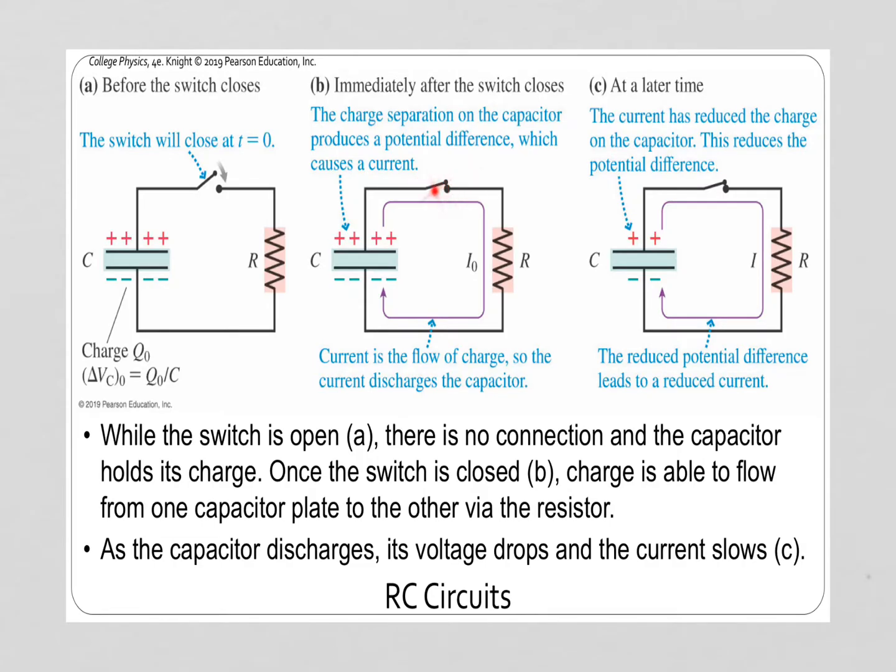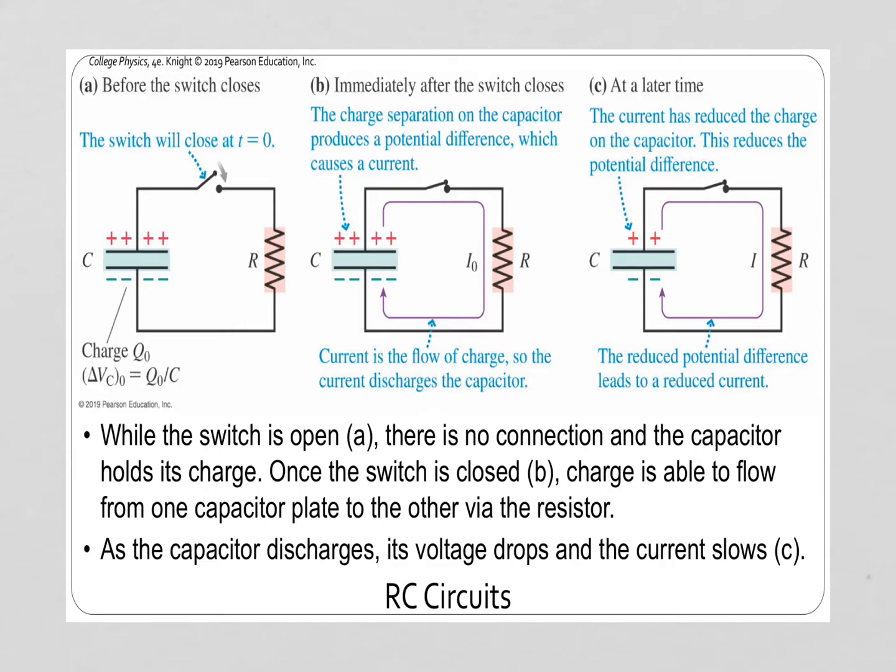Once the switch is closed, now there's a path from one capacitor plate to the other. And so following our conventional current, we'll say that the positive charges will leave the positive plate of the capacitor, they'll flow through the resistor and down to the negative plate of the capacitor where they will reunite with their counterparts. There will be an initial current in this case. When the full voltage across that capacitor is applied to the resistor, there will be a current flowing.